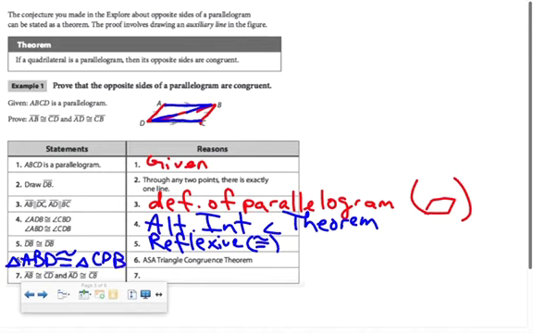And then again, hopefully you remember that when we go further than saying that two triangles are congruent and we say that parts of them are congruent, we're using CPCTC: corresponding parts of congruent triangles are congruent.